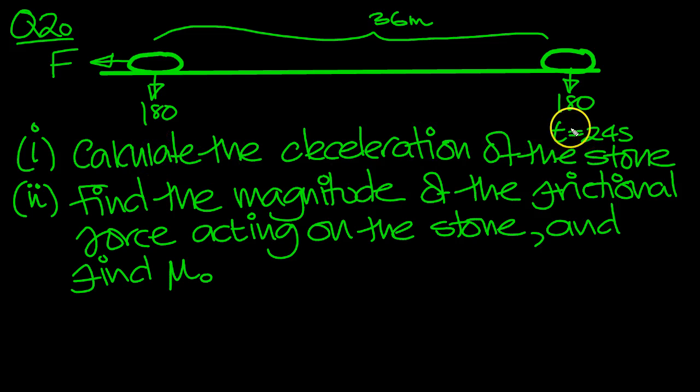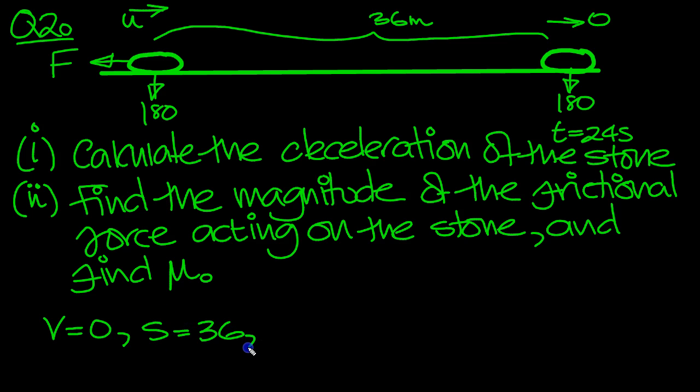It comes to rest in 24 seconds, so its initial speed is u, its final speed is 0. We don't know u, we've got the final speed is 0. We know that s is equal to 36. We know t is equal to 24. We don't know u, so we need to find the acceleration. So, part 1 then.